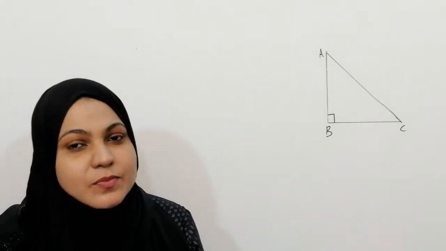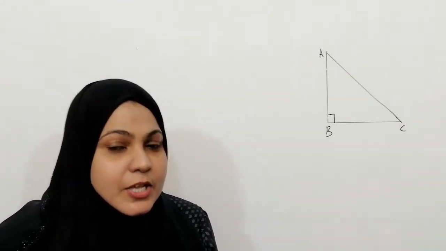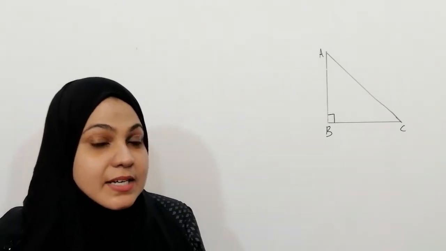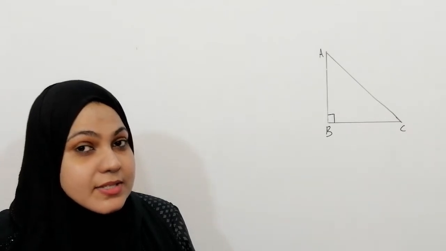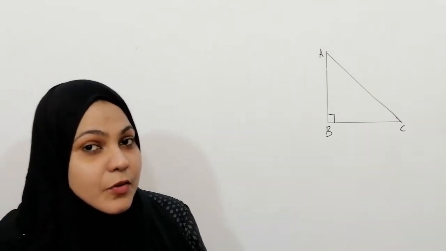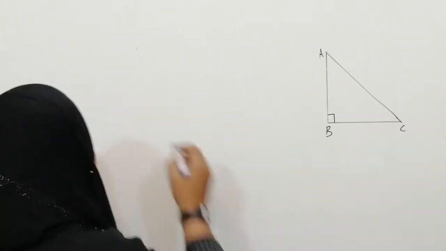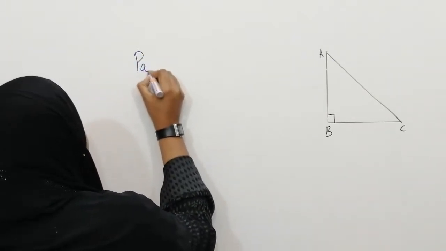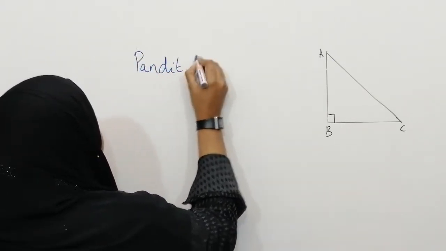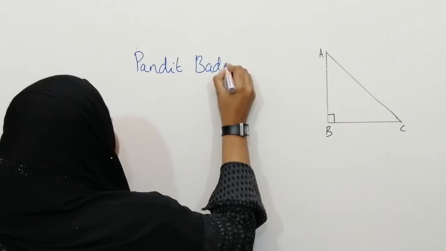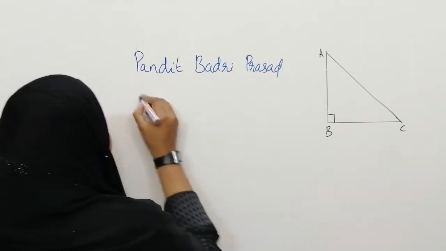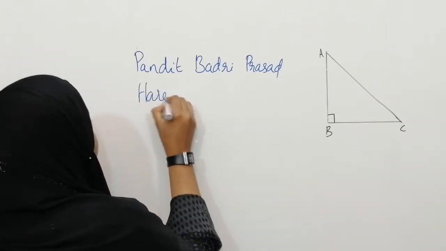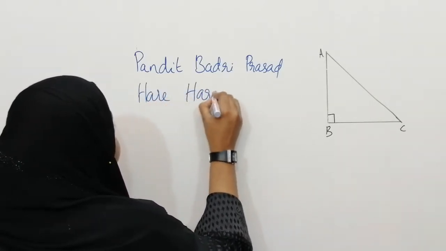We just introduced what basic trigonometric ratios are. So today we are going to learn basic trigonometric ratios using a small trick. But you have to memorize this trick, then only it will be really easy for you. So I will write the trick now. Pandit Badri Prasad. Pandit Badri Prasad. Hare Hare Bol.